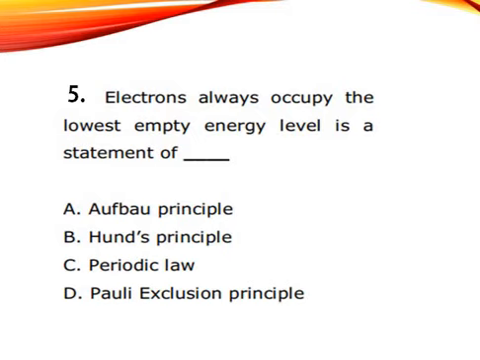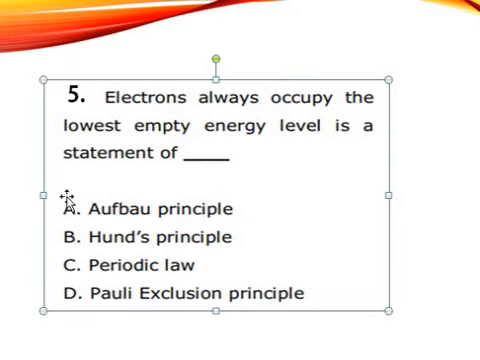Then the fifth question says, electrons always occupy the lowest empty energy level is a statement of A, Aufbau principle, B, Hund's principle, C, periodic law, and D, Pauli exclusion principle. So actually, Aufbau is German for building up, and what the principle states is that indeed electrons always occupy the orbitals from the lowest to the highest, that they occupy the lowest empty energy level first. Therefore, your answer is A, Aufbau principle.